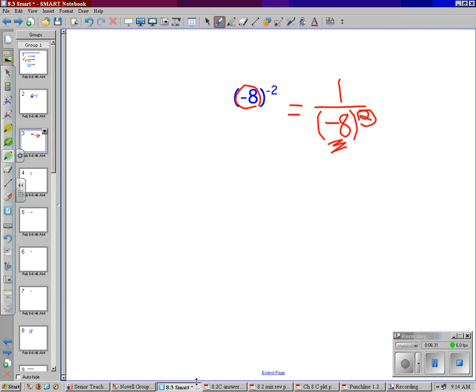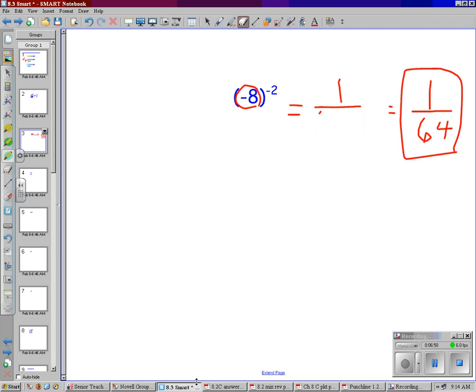Negative 8 raised to the second power, class, is? 64. It is not negative 64. It's positive 64 because it's a negative 8 times a negative 8. So I get a positive 1 over 64 for my final answer. When I am writing it, I need to write this so that you can see it easier, kind of scribbled on top of it.